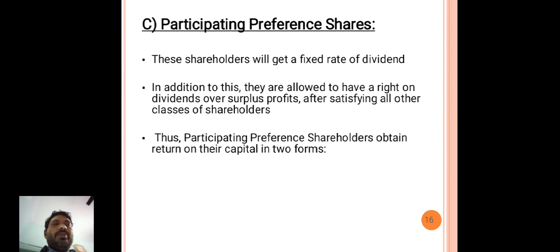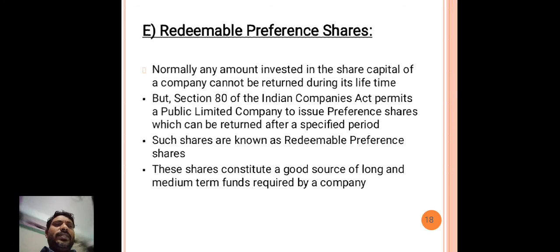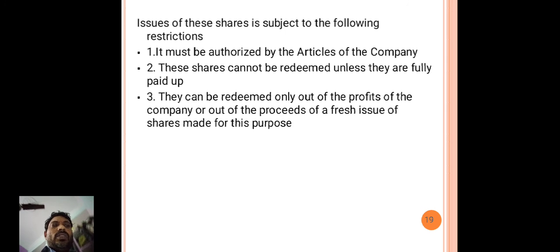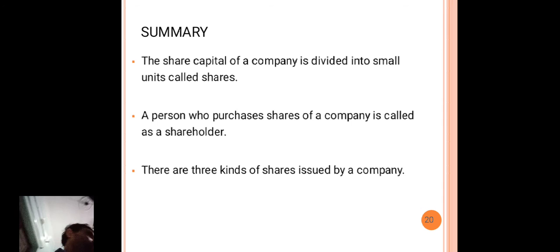The different types of preference shares I am going to discuss in the next class. In today's class we have to concentrate only on equity and preference shares. What is an equity share and what is a preference share? And what are the differences between equity, deferred and preference shares? The types of preference shares will be discussed in the next class.